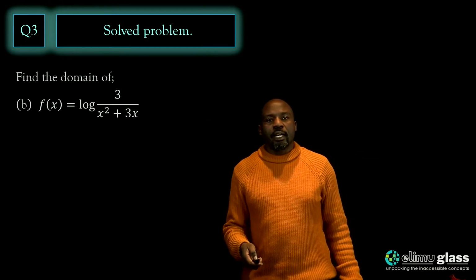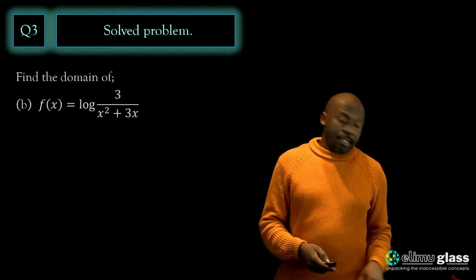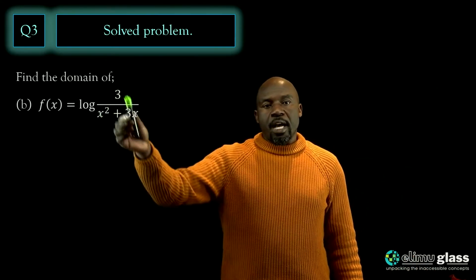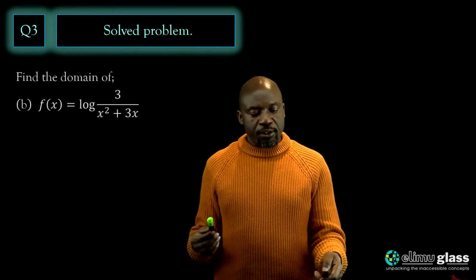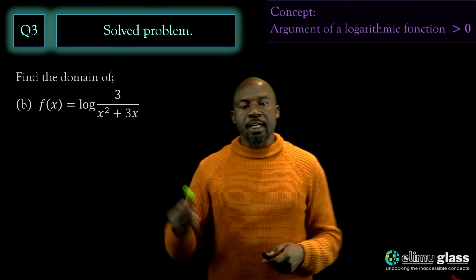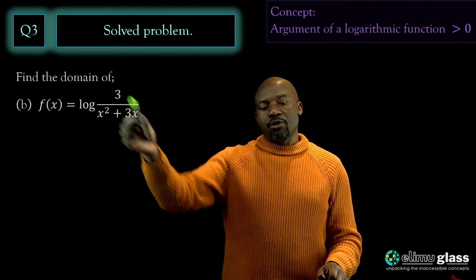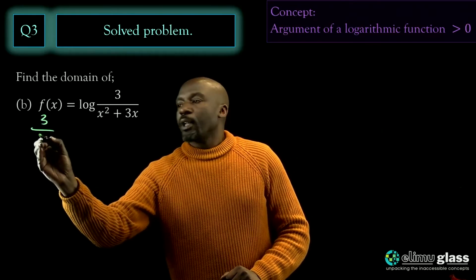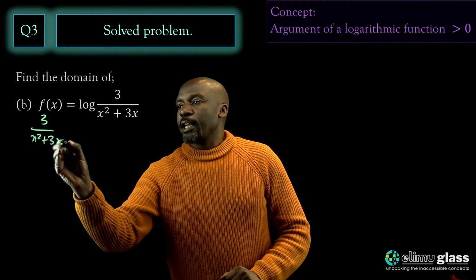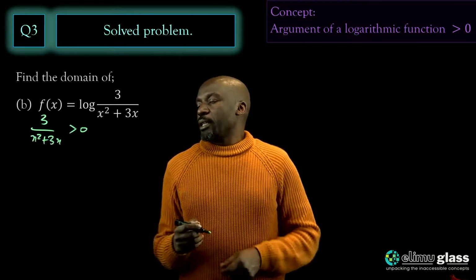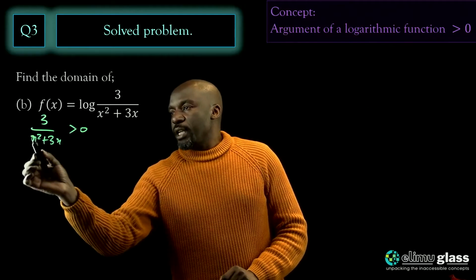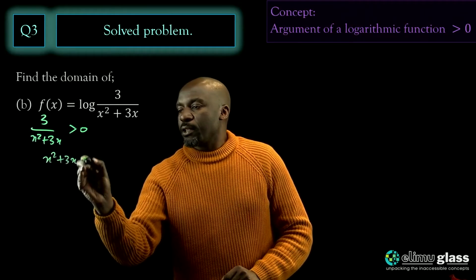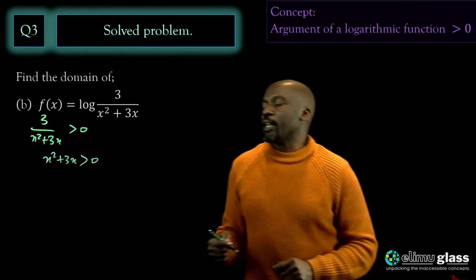Okay, so that's that. Let's go to the next question. All right, so in this case, again, we want to remember that the argument has to be a number that is greater than 0. So according to that, the whole argument has to be greater than 0. So we are saying that 3 over x squared plus 3x has to be greater than 0. But if it has to be greater than 0, then it means the denominator also has to be greater than 0. So x squared plus 3x also needs to be greater than 0.